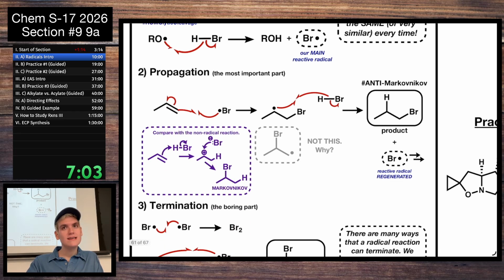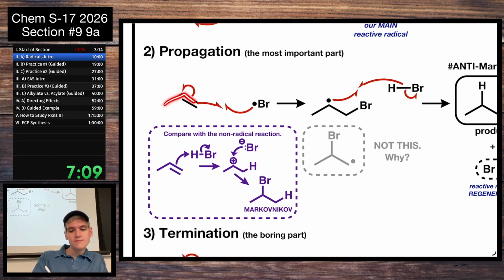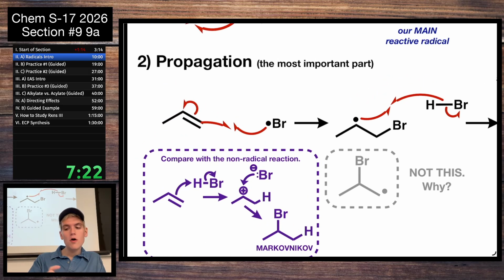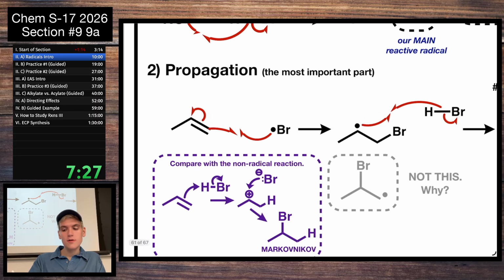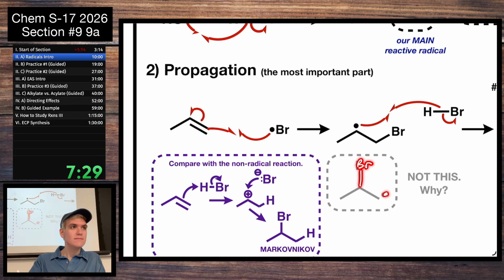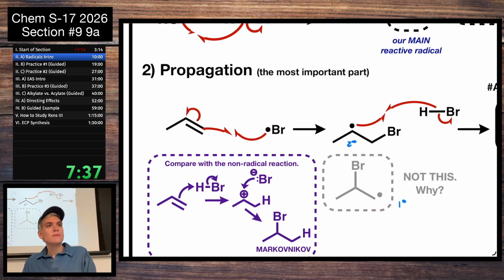Then the propagation is where things get messy. We have our alkene, and what's going to happen is we are going to break our pi bond. One electron from the pi bond is going to join Br dot, and the other one is going to go onto another carbon. Now, when we do this, we are always going to be trying to make the more stable radical. Hypothetically, we could put the radical on this side and the bromine on this side, but this radical is not as stable. This is a primary radical versus this is a secondary radical, and we're always going to form the more stable radical when faced with a choice.